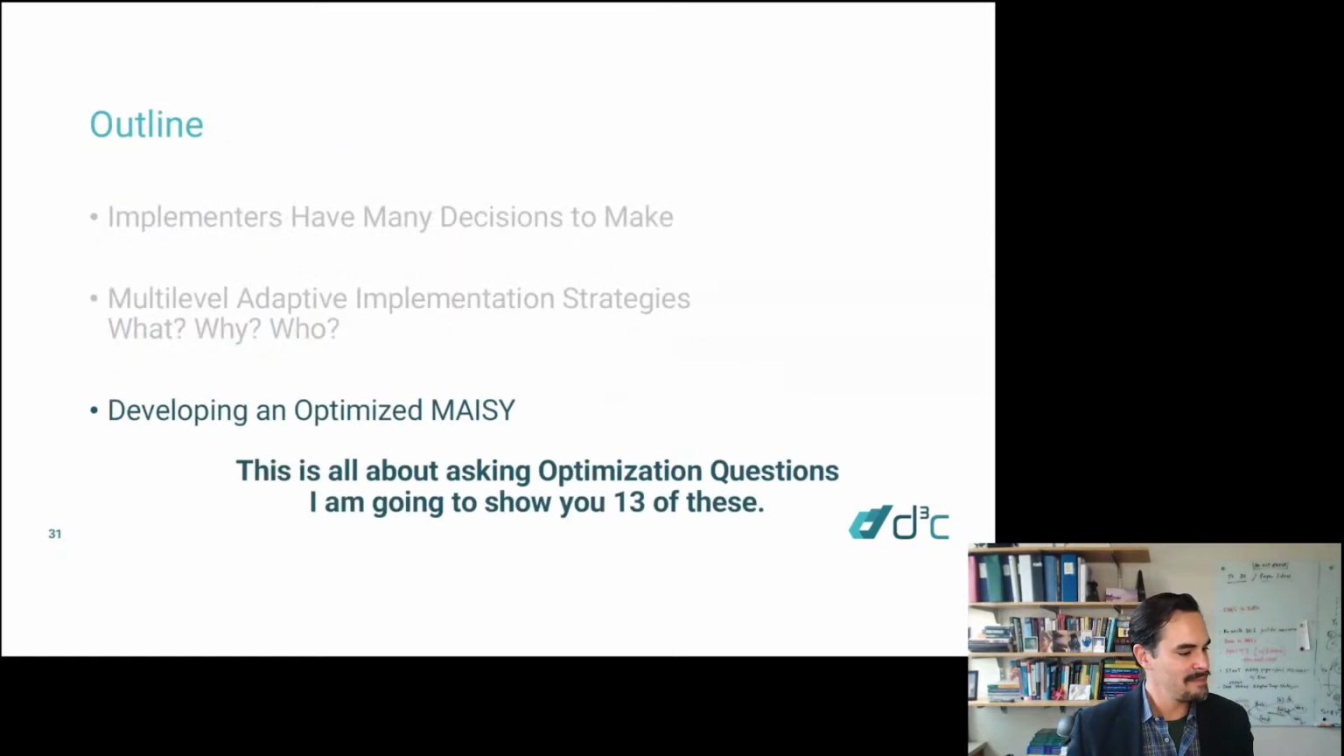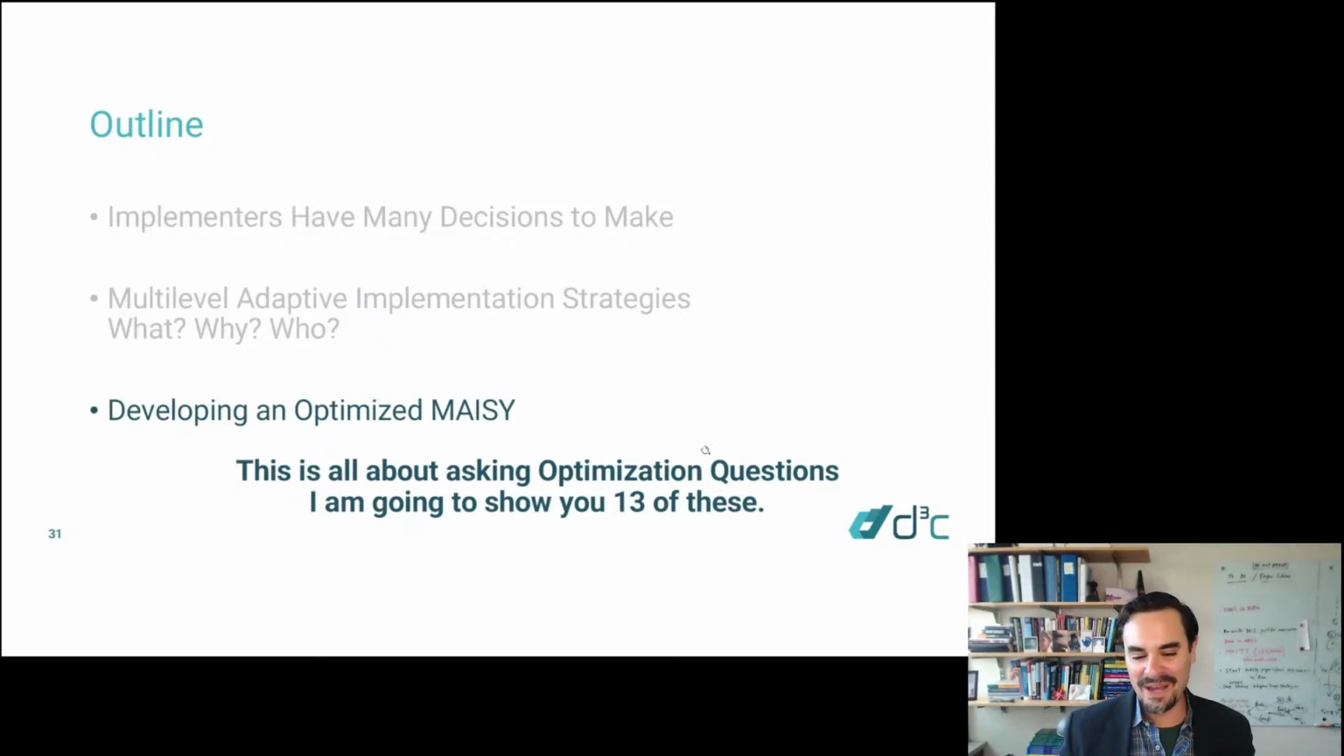Okay, I have about 17 minutes left in my talk. I'm looking at the clock, and I'm moving into the final third of my talk. And now I am going to talk about developing an optimized MAISY. The way I'm going to do this is I'm going to be talking about these things I'm calling optimization questions. And they're actually optimization scientific questions. I'm going to show you 13 of them.